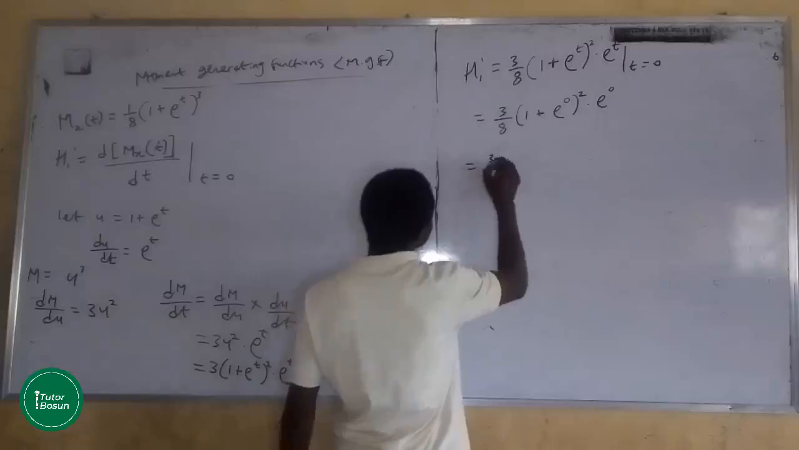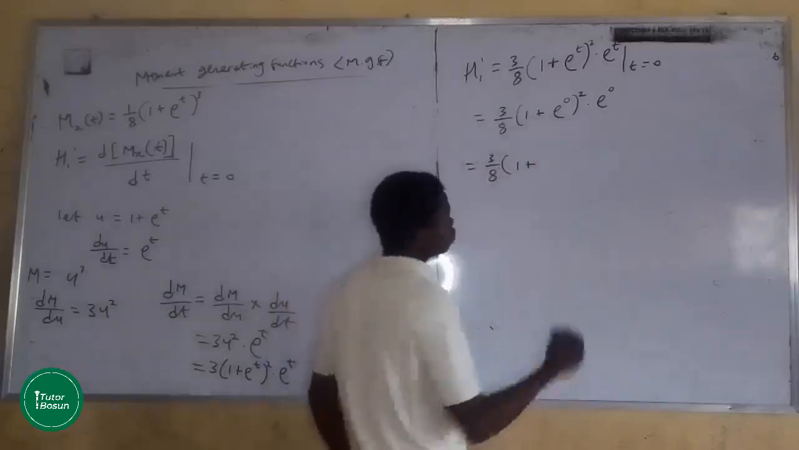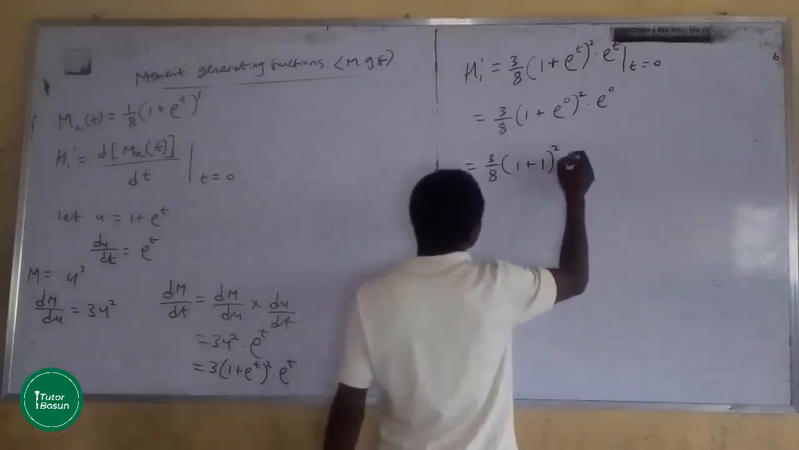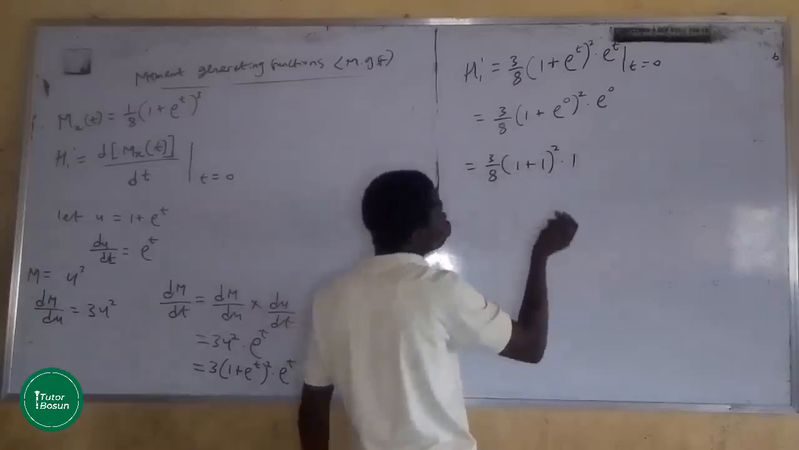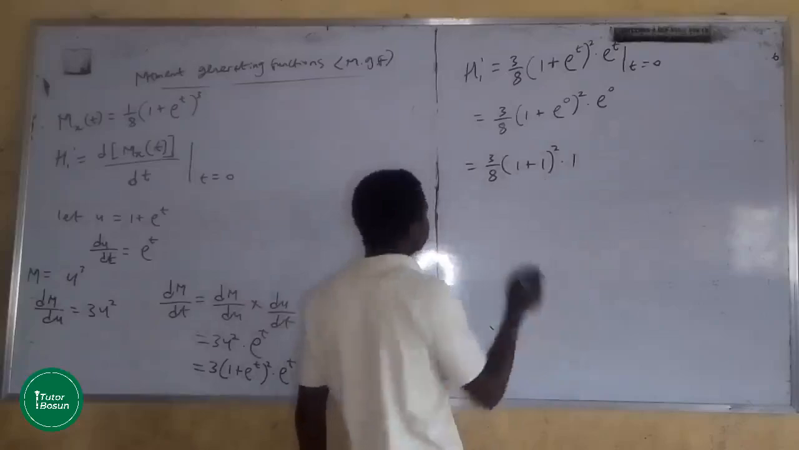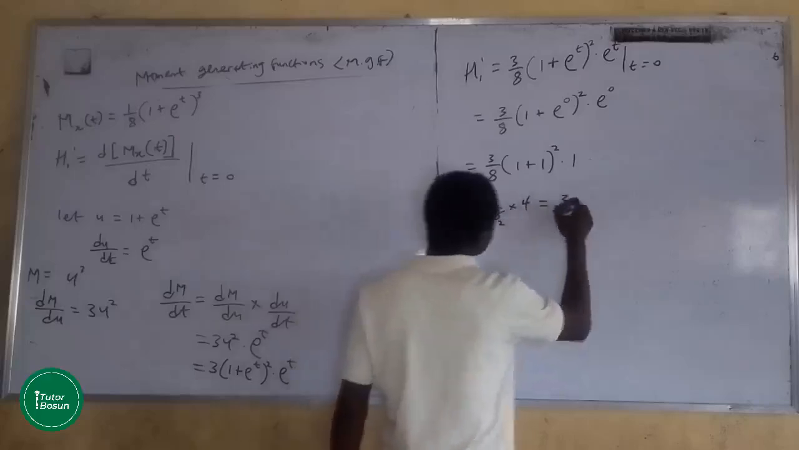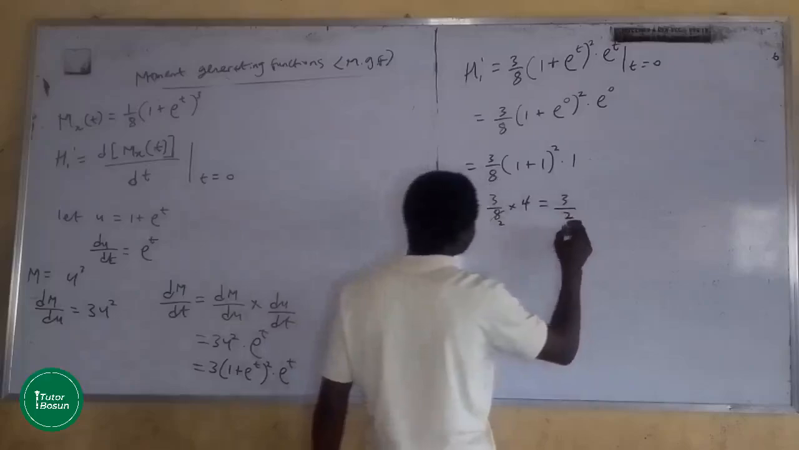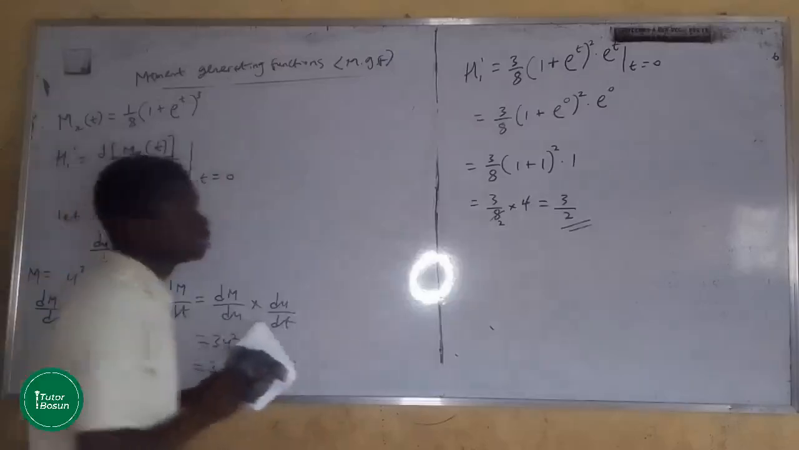So automatically becomes 3 over 8. Here we have exponential 0 gives us 1. So 1 plus 1 squared multiplied by 1. Automatically the bracket becomes 2, and 2 squared becomes 4. So here we have 3 over 8 times 4. 4 here 1, 4 here 2. So the final answer becomes 3 over 2. So that's our first moment.